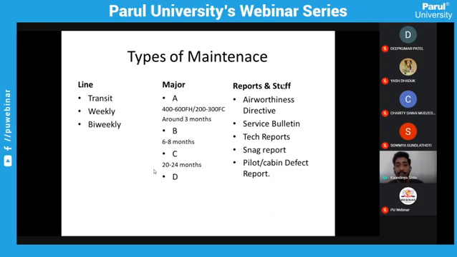During D check, we will be removing every skin, removing the top, and checking each and every stringer, frame, and rib. All the structural parts will be mainly focused on in the D check, which is required after the aircraft has flown for 4 years for ATR aircraft, and I think 8 to 12 years for Airbus 320s and similar aircraft.